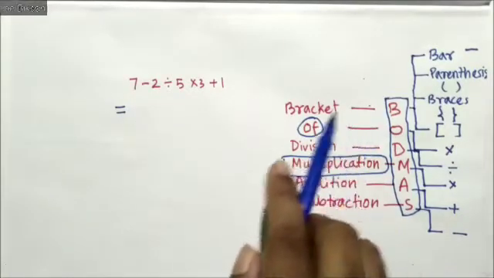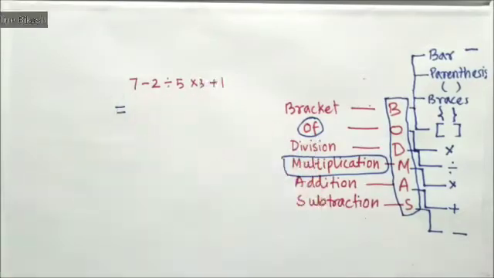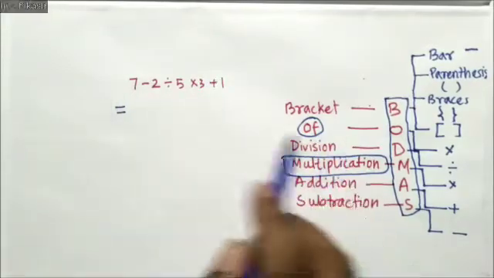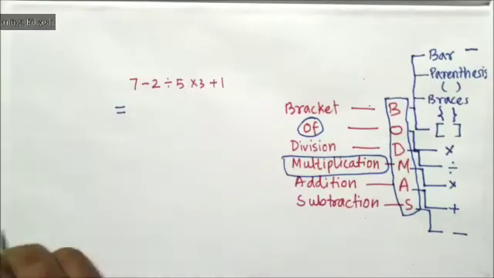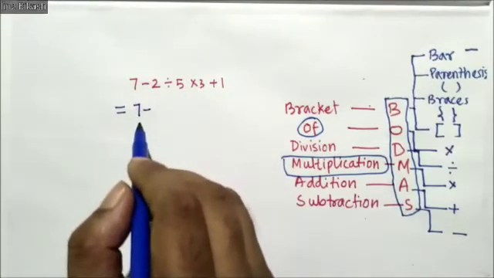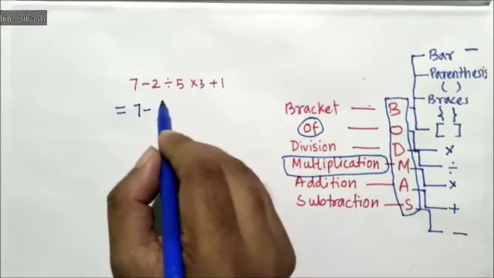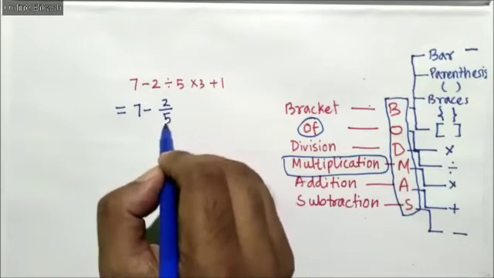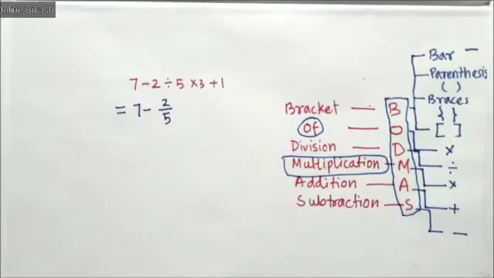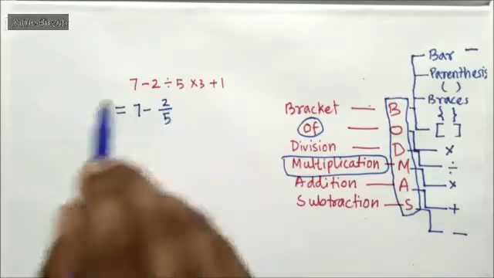There is no bracket, so no need to think of it. There is no "of". Division, yes, first we have to perform the division: 2 divided by 5. I will just write this as 2 by 5, because I'm not going to subtract or divide this, I'm simply writing it as a fraction.